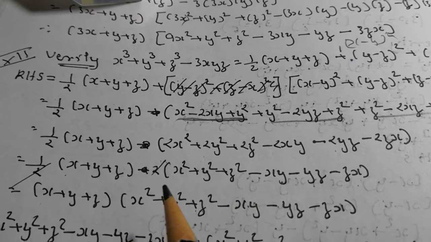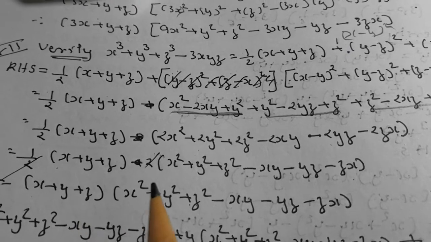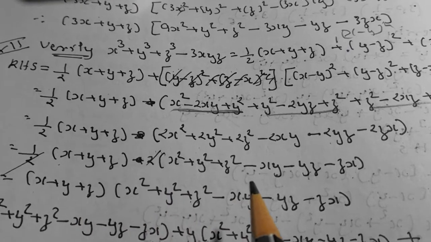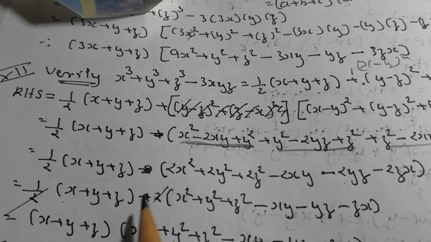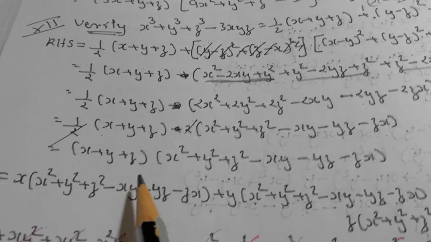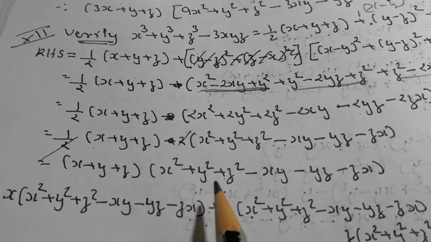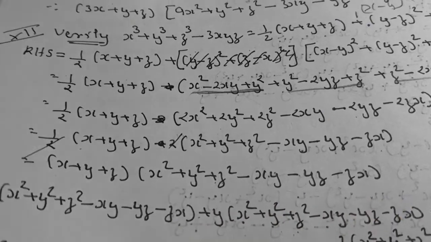2 I have taken as common. So it is 1/2 into x plus y plus z into 2 common, x square plus y square plus z square minus xy minus yz minus zx. So 2 gets cancelled. So the answer left is x plus y plus z into x square plus y square plus z square minus xy minus yz minus zx.